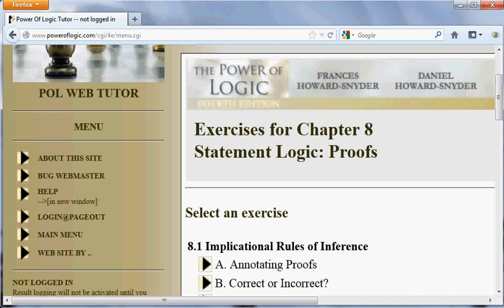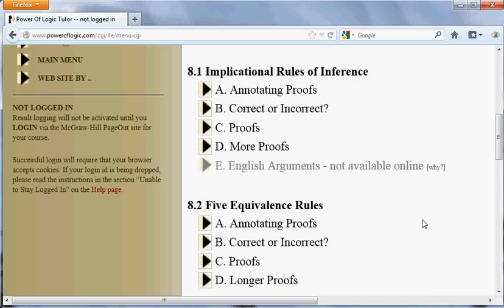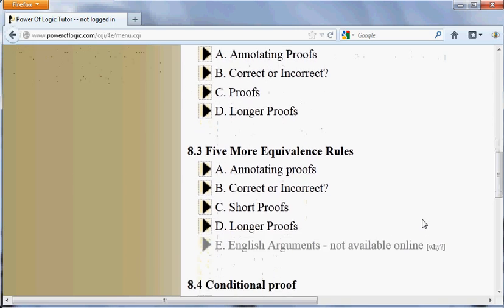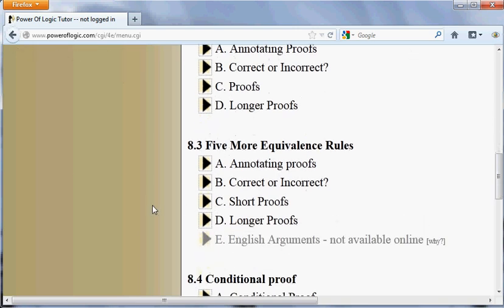In this logic video, I'm going to be doing proofs with equivalence rules in statement logic. And I'm going to be doing a few challenging proofs. If you want a video on more basic proofs, you could check out my Logic8 video, Proofs in Statement Logic. This video is going to supplement 8.2 and 8.3 of the Power of Logic textbook if you're using that book.